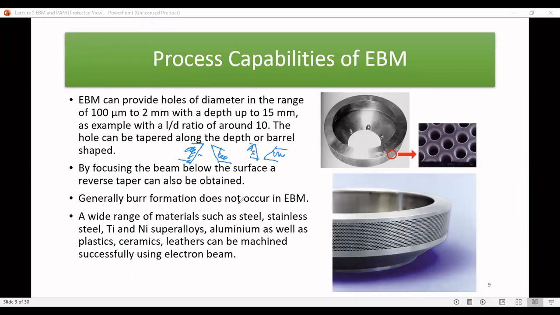Generally, burr formation does not occur with EBM. A wide range of materials such as steel, stainless steel, titanium, and so on, as well as plastic and ceramic, can be machined successfully using electron beam. Again, the principle of material removal for EBM is vaporization. Because of that, the strength of the material is not important. What is important is the melting point. Since you can generate a lot of heat using this process, you can melt almost anything, so you can machine almost all materials. Any questions?